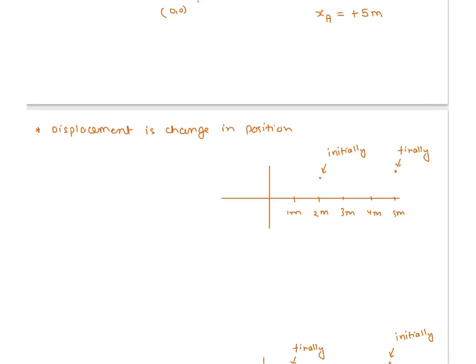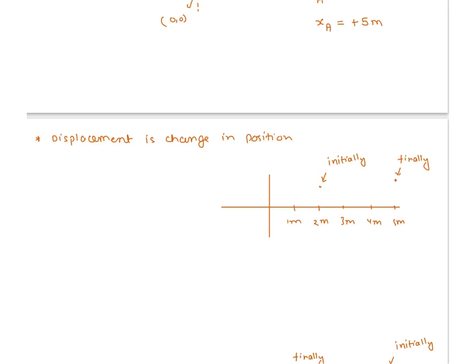Now, what is displacement? Displacement is nothing but change in position. So, suppose our particle is initially here. So, what is initial position of our particle? It is 2 meters. And after some time, that particle moves to this point. So, this is final position. Final position, that is x_f, will be equal to 5 meters. So this is 5 meters.